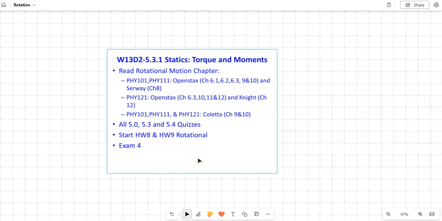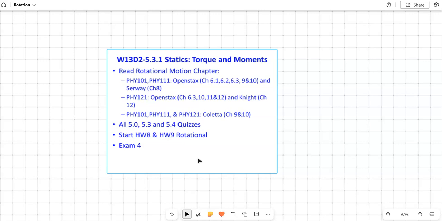Hello, this is Jim Corkins, and we are continuing on with Module 5 on rotation, and specifically we're moving on to section 5.3. I'm assuming that you've already gone through torque and understand the basics of torque, the introduction of torque, which was in 5.3.0. So now we're moving on to what is called statics, and statics is a part of torque.